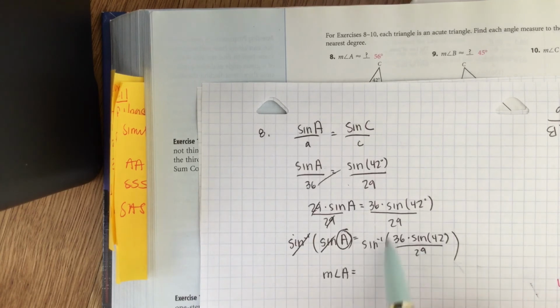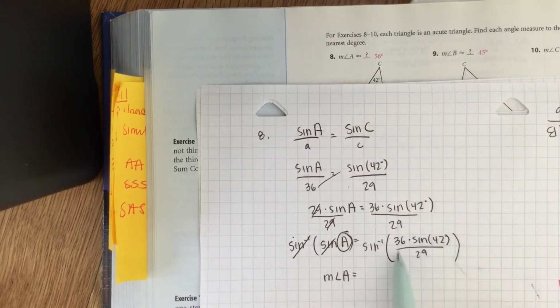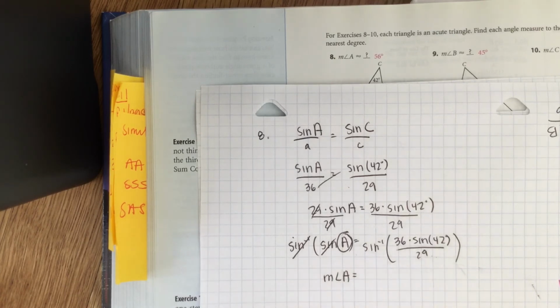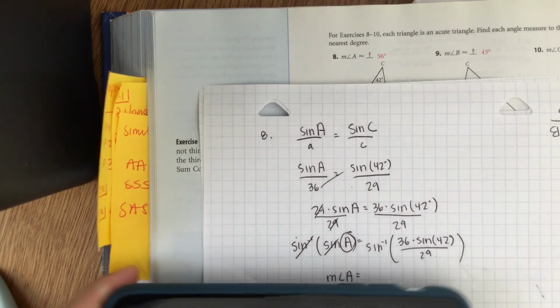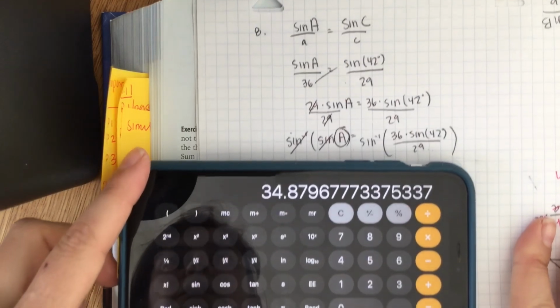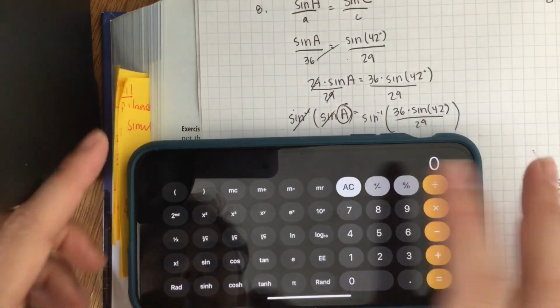So remember that in the calculator, we want to get the ratio. This is the ratio. We want to get that first and then apply the sine inverse button. So let's go through how to do that. So I'm going to open up my calculator on my phone. I'm going to clear what we did before.